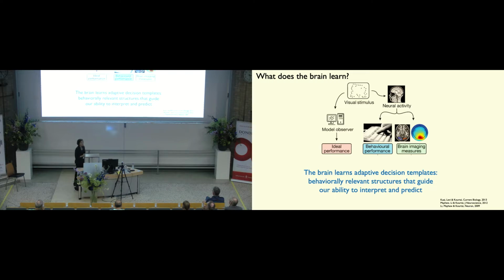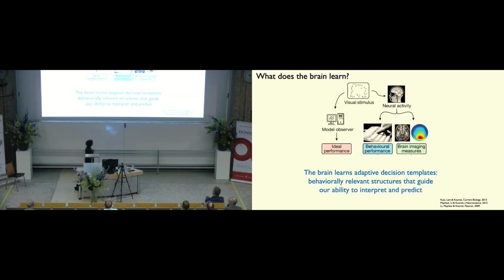And what I'd like to propose today, based on the work we've done so far, is that the brain really learns decision templates, and these decision templates are adaptive. They comprise information that is behaviorally relevant. They comprise features that are key for our decisions. And these templates reflect the structure of the world that is relevant for our specific actions at a given time. And so it's this behaviorally relevant information that the brain then can use to interpret the environment successfully and fast, but also predict what's going to happen next.